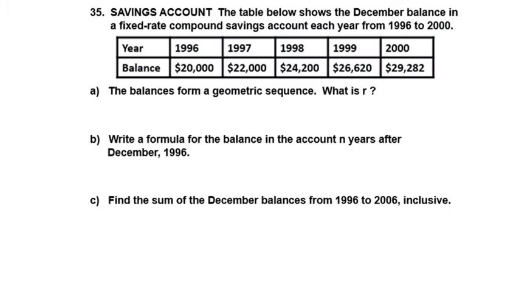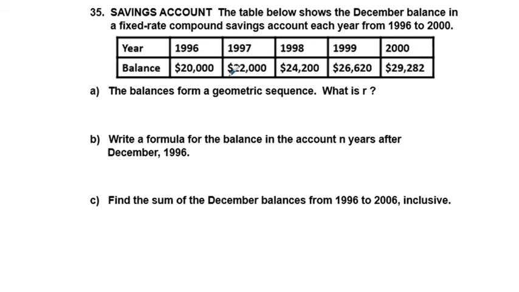Next odd numbered problem, savings account. A practical real-world use of series. The table below shows a December balance in a fixed rate compound savings account each year from 1996 to the year 2000. So 5 years, 1, 2, 3, 4. Well, there'll be a span of 4 years.